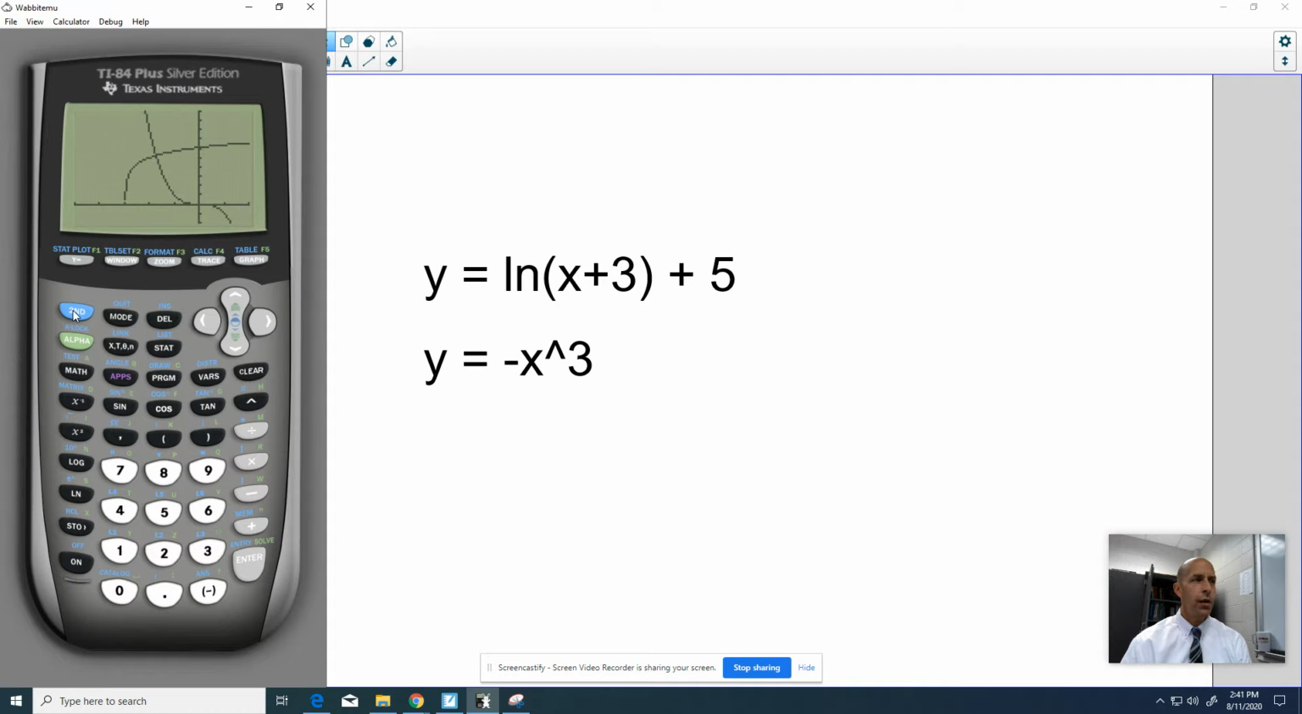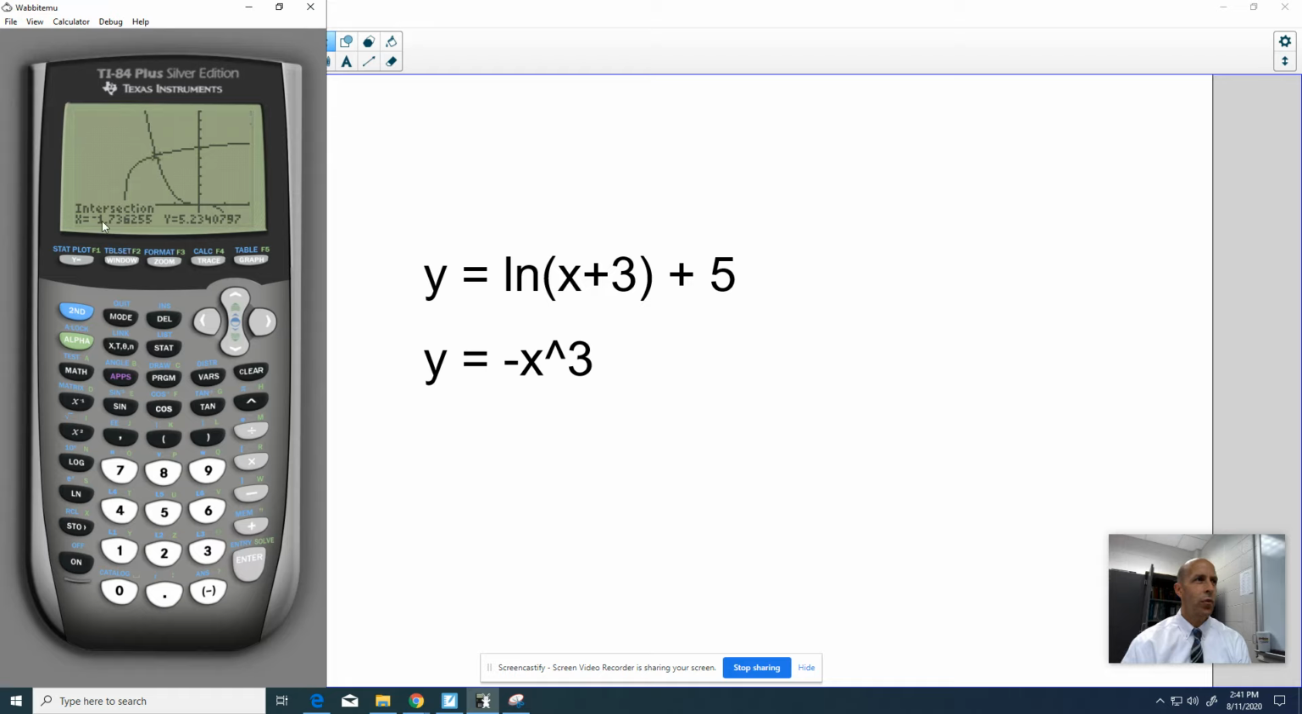Here are the steps. Just click second, trace, which is the calculate menu here in blue, and go down to option number 5, which is intersect. I'm going to move my cursor a little bit to the left. It's asking me on the screen, it says first curve. I'm a little bit left and I'm on the logarithm curve. Fine, enter. Now it says second curve, question mark, and now I'm on that negative x to the third, a little bit to the right of that. I'm going to hit enter. It says guess. I always skip that part. And I get the following answer.